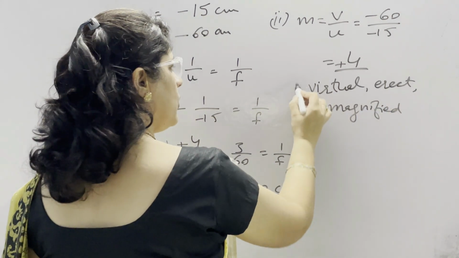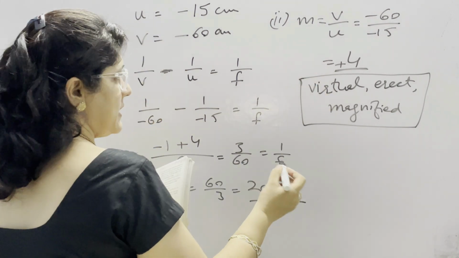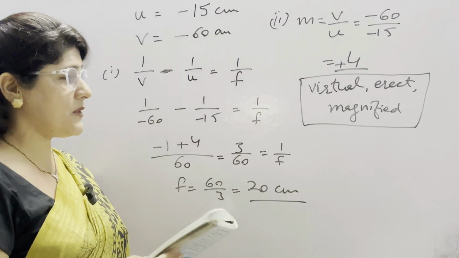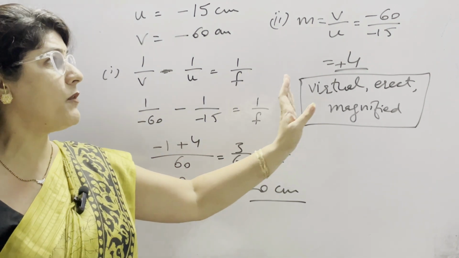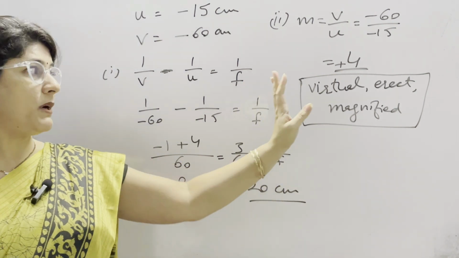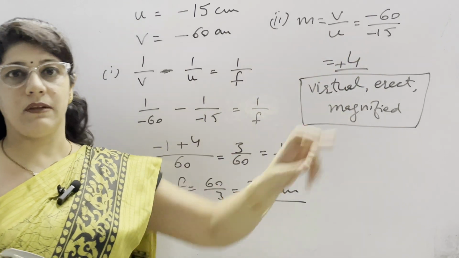And we know this characteristic is formed only in the case of a convex lens, when the image is virtual, erect and magnified. The last case of a convex lens, it can be virtual erect. If it is diminished, then it will be a concave lens, but here it is a convex lens because the nature of the image is magnified.